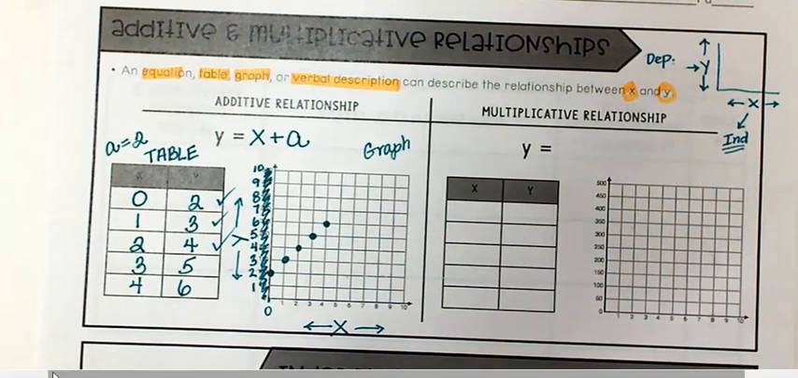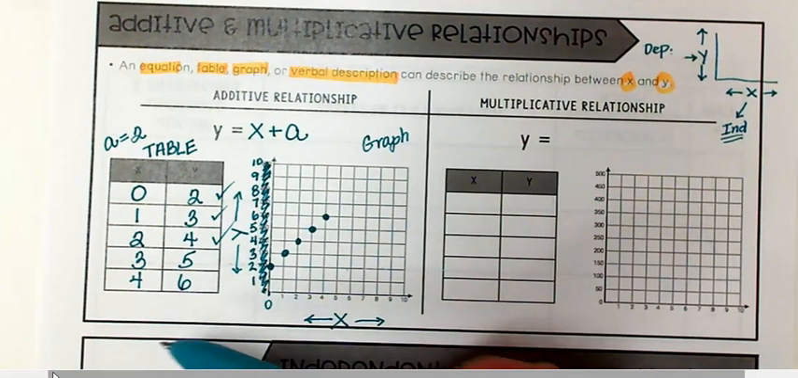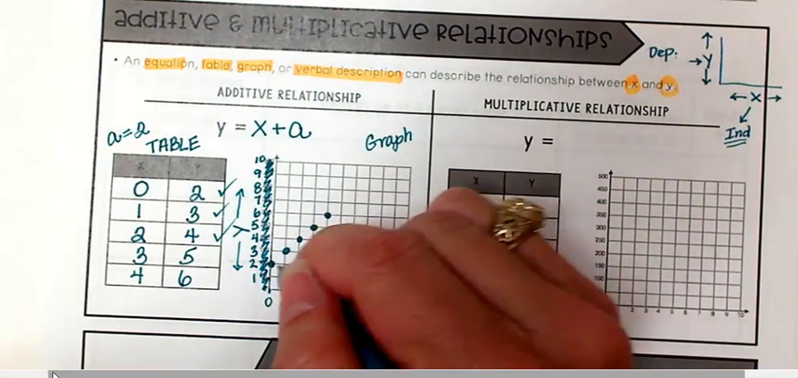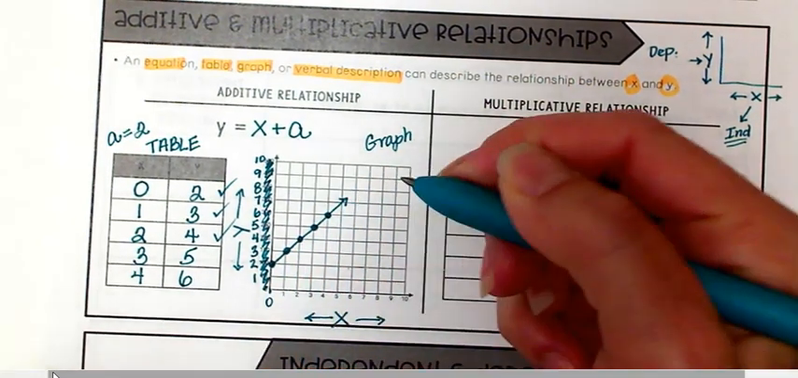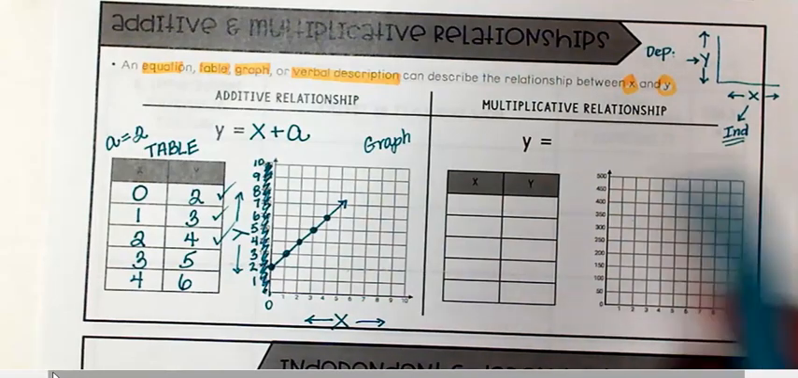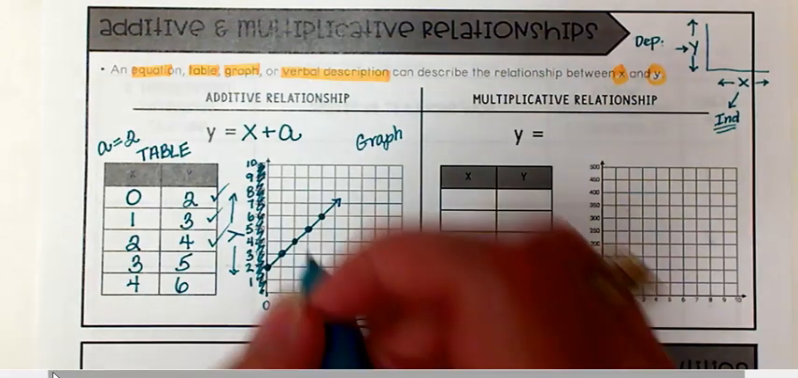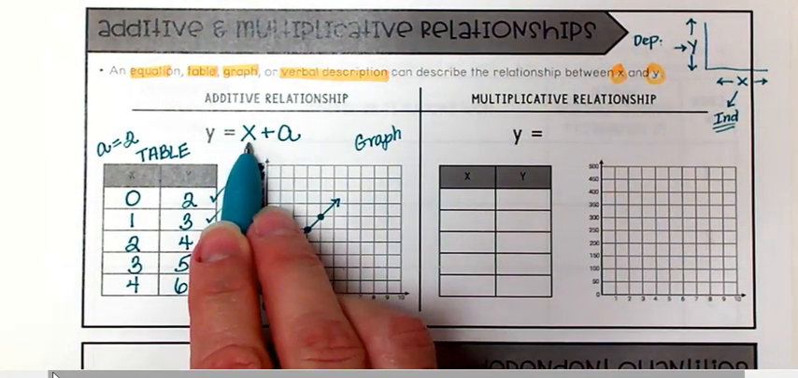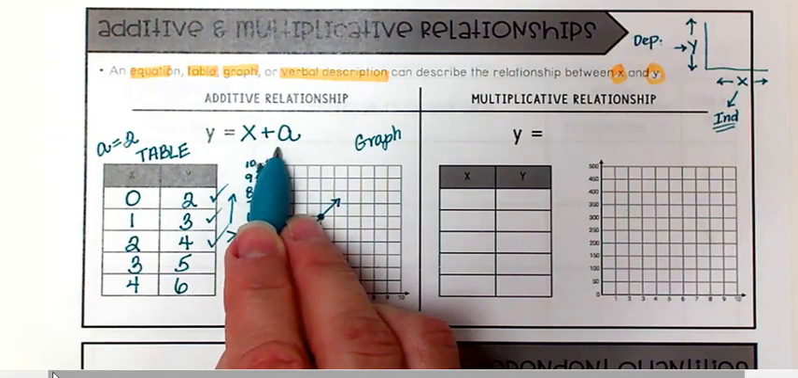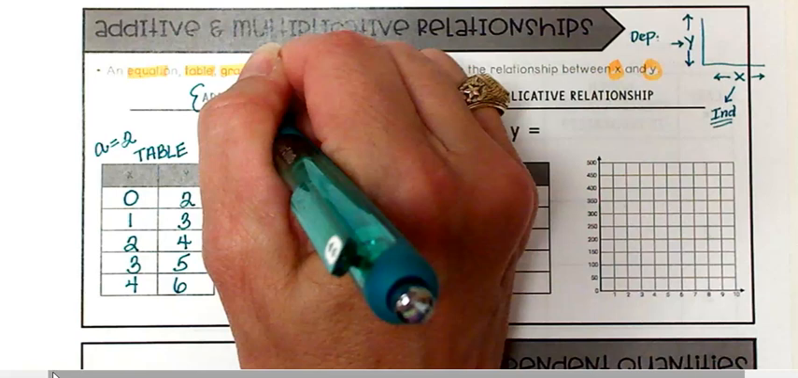If I wanted to, I could keep going on the table and I could keep going on the graph as well. Usually if you draw a little arrow at the end of your line, that means, hey, this could keep going if we wanted it to. But the bottom line is we take our input value, which is x, add a certain amount to get our y value. That's an additive relationship, because we're adding.